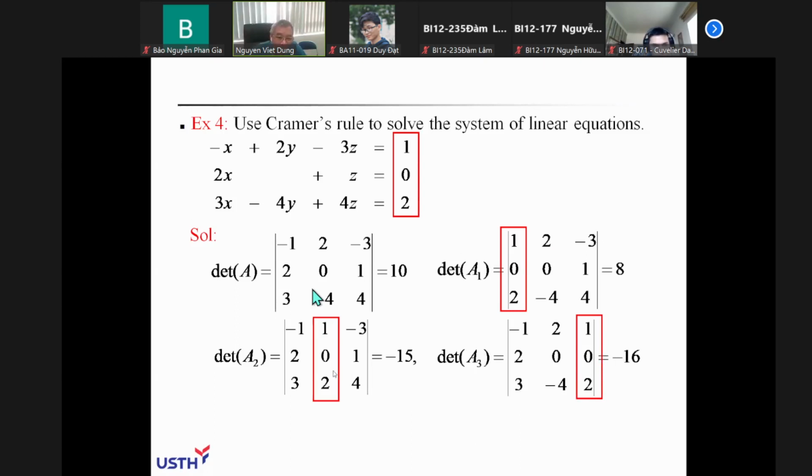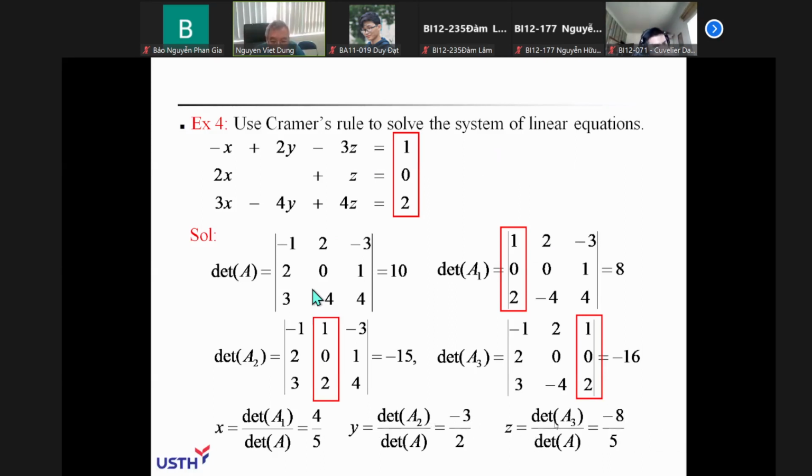Whenever you have all of this, you get the first solution: x is the determinant of A1 over the determinant of A, which is 4 over 5. And y is that one, minus 3 over 2. And the last one, z equals the determinant of A3 over the determinant of A, which is minus 8 over 5. So that is the way you can apply Cramer's rule to solve any system of linear equations. So that is the end of the lecture about the determinant.